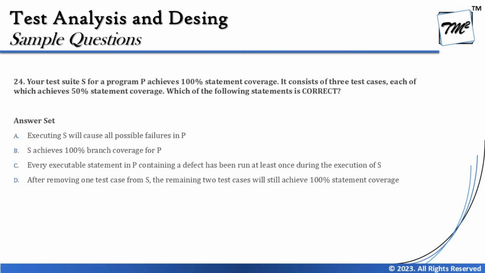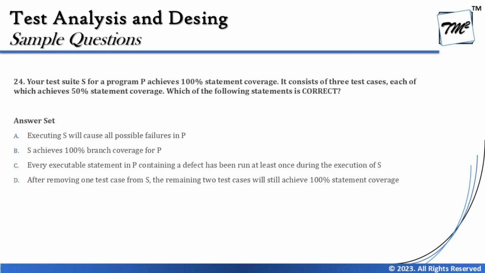Let's move to option B. Option B says S achieves 100% branch coverage for P. Now, please remember the statement we learned that 100% branch coverage guarantees 100% statement coverage, but not vice versa. In the question, they have given you that 100% statement coverage is achieved by these test cases. So B is the other way around. It is saying if 100% statement coverage is achieved, it will also achieve 100% branch coverage, which is certainly not correct. So B can be easily ruled out.